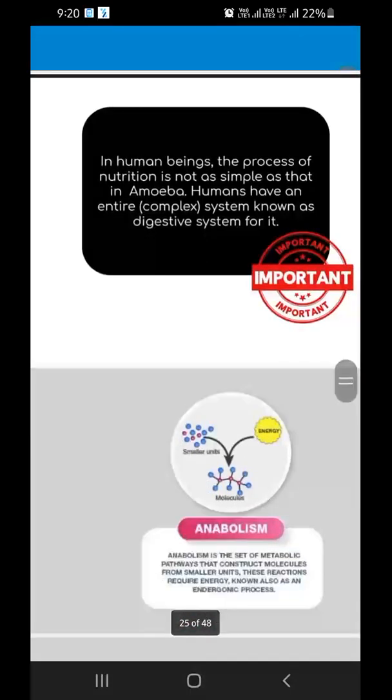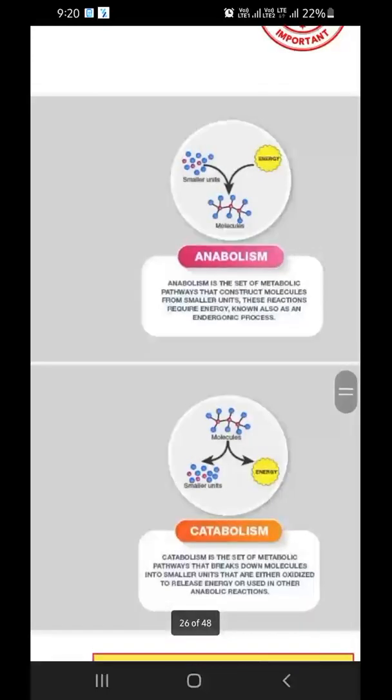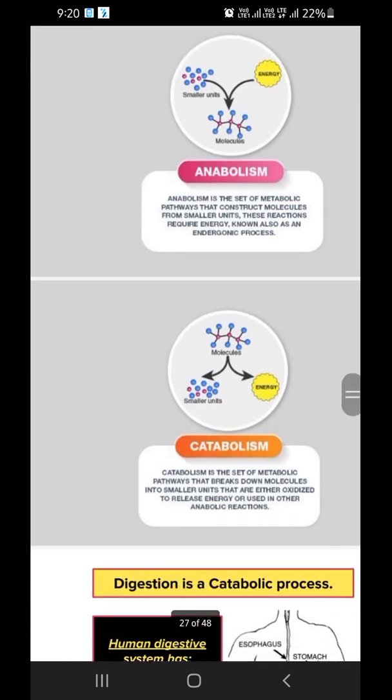Now we have to learn that there are two types of metabolic pathways. First is anabolism and second is catabolism. Anabolism is building of simple substances into complex ones. Catabolism is breaking of complex substances into the simplest. I told you this in simple words so you can understand it better. If you want to learn the definition of it, you can take a screenshot of it.